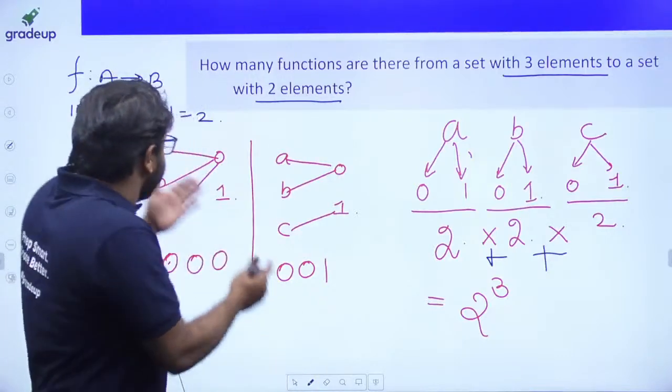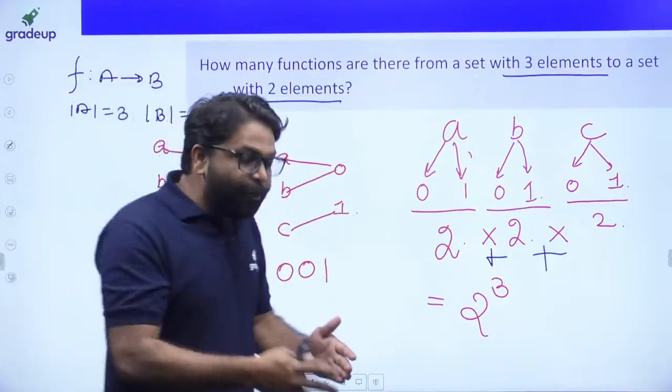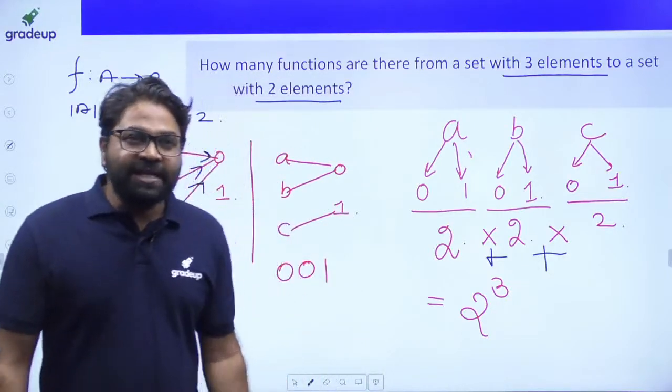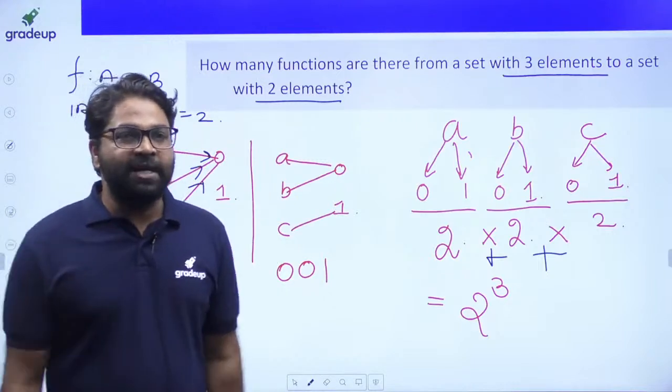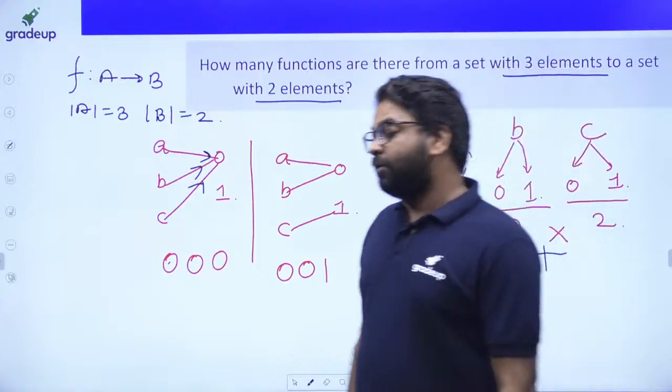Because when A is pointing, B is also pointing, C is also pointing, all are pointing at the same time, simultaneously, then there is a multiplication. If something is happening simultaneously, we can say that there is a multiplication. So that is the concept of what? That's the concept of the product rule.